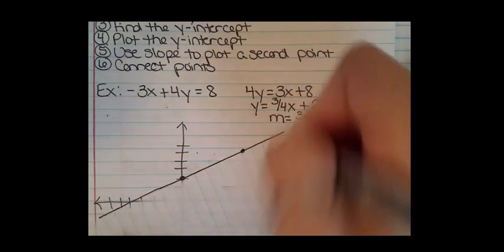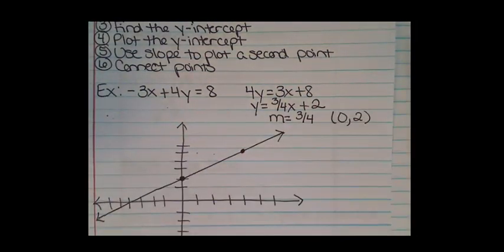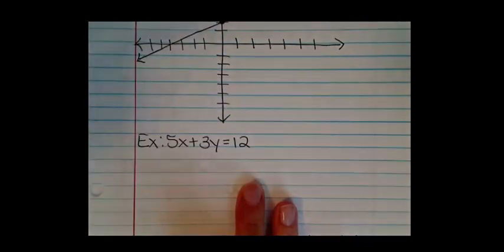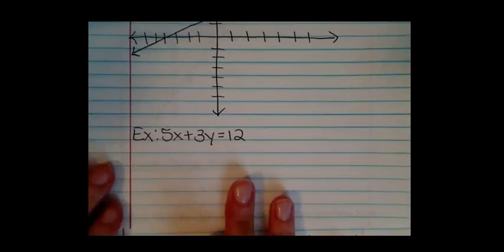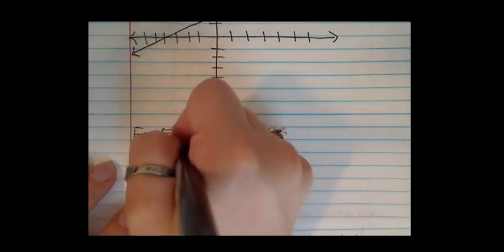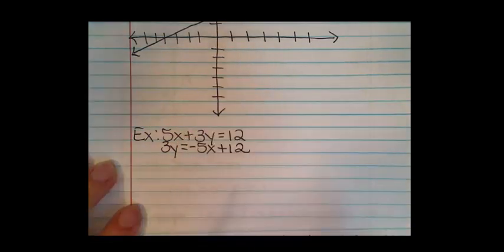And there's a graph of our line. All right, let's do another example. We have 5x plus 3y equals 12. So we need to get y by itself. So I'm going to subtract my 5x over. And then I need to divide everything by 3.